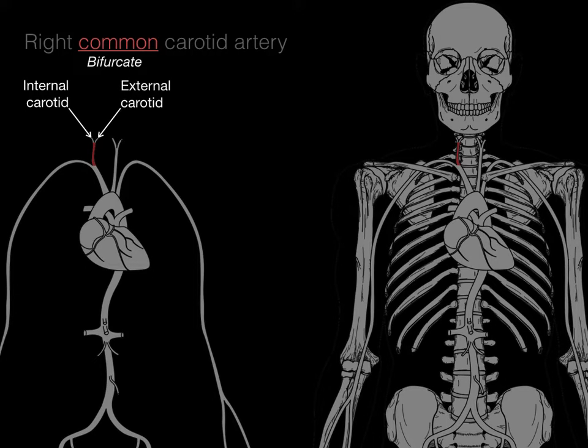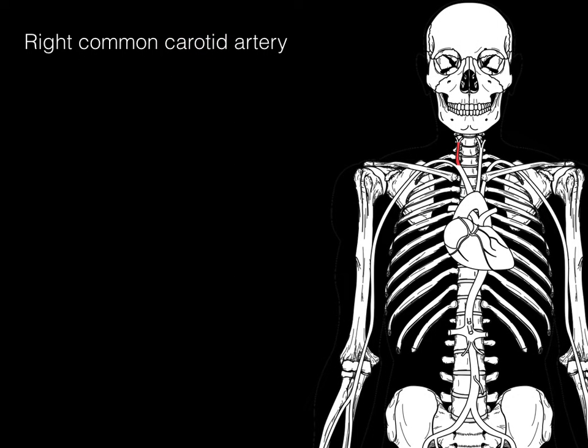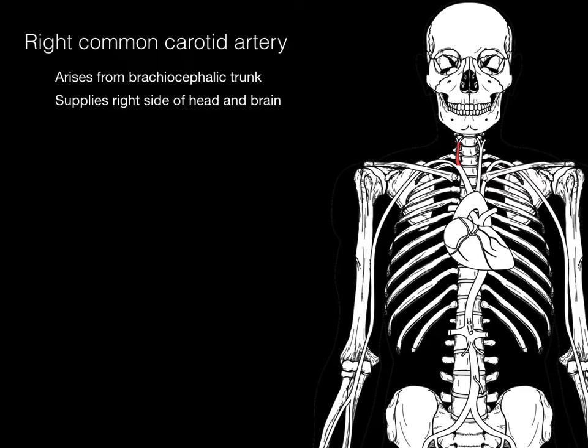And so at the level of the voice box, the common carotid artery bifurcates to an internal and external carotid branch. And next is this word carotid, which is Greek for sleep or stupor, because the carotid artery goes to the brain, and if you block blood supply in the carotid artery so it cannot get to the brain, a person faints or they go to sleep. Okay. So there's our right common carotid artery, and it arises from the brachiocephalic trunk, and it supplies the right side of the head and brain, specifically the anterior part of the right hemisphere of the brain.